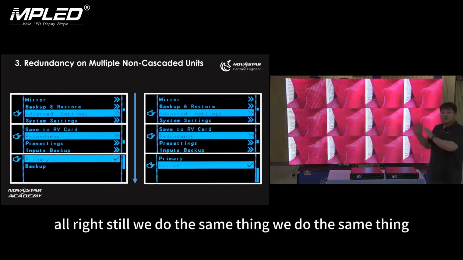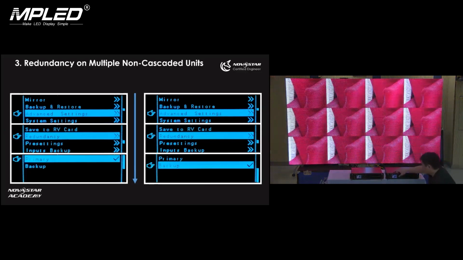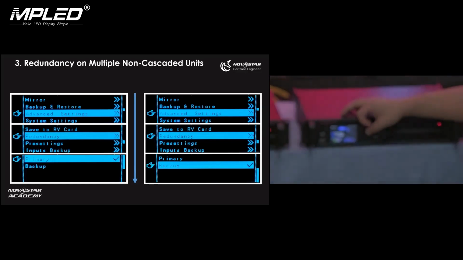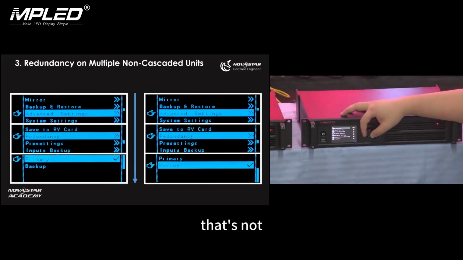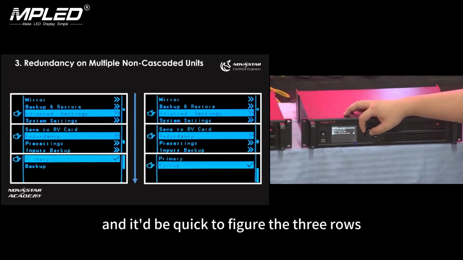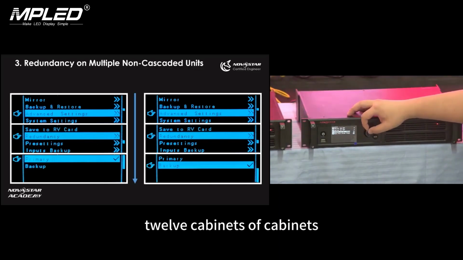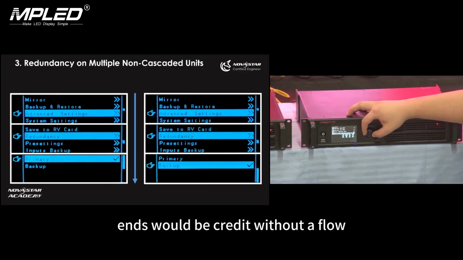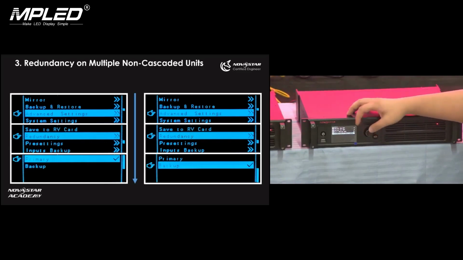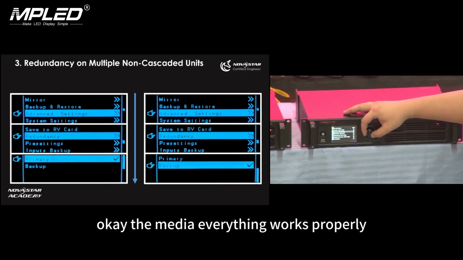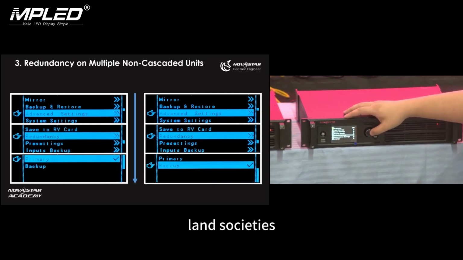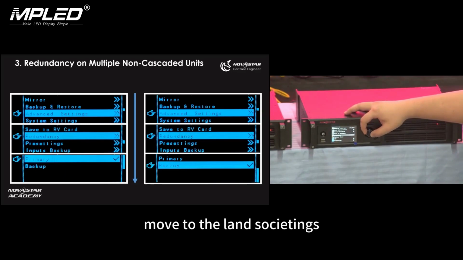All right, still, we do the same thing. Press knob and give me quick configure: 3 rows, 4 columns, and 12 cabinets, and we give the correct data flow. Okay, we make everything work properly, and we move to advanced settings, and set the redundancy as backup, and save to hardware.